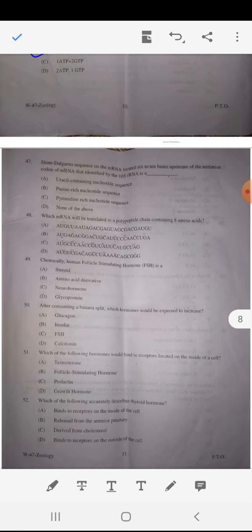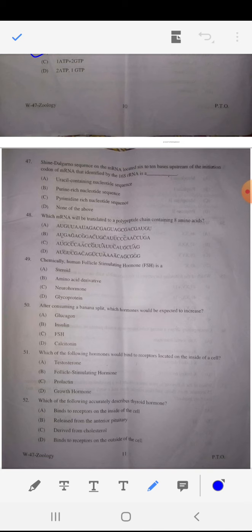Then the next question, the energy cost of incorporating one amino acid into a growing polypeptide chain by aminoacyl tRNA synthetase, including the cost of energy needed to charge a tRNA, is, the correct answer is option B, 2 ATP and 2 GTP.